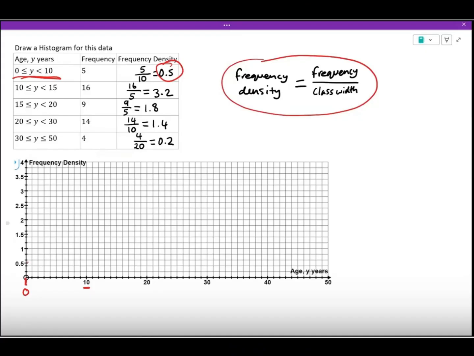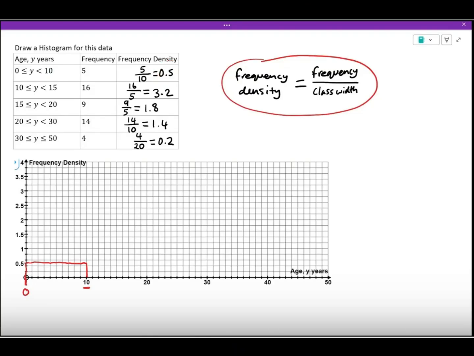So what I'm going to do is draw a horizontal line at that height. You should be using a pencil and ruler, which I'm not going to do here. Once we've drawn across to 10, we then go downwards like that, and that would be my first complete bar. Let's move on to the second one.